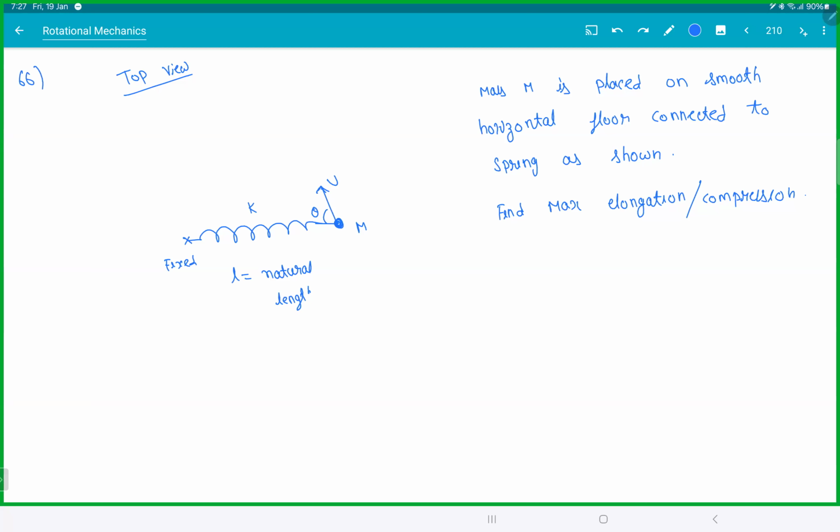Third, can I conserve angular momentum? About which point? About this point. Why? The spring force is always passing through this, so torque is zero about that fixed point. Did you see how we figured it out? So I can conserve energy, I can conserve angular momentum. That was the idea. That is how you should know which conservation I can use. Then you're done. Draw the final diagram.